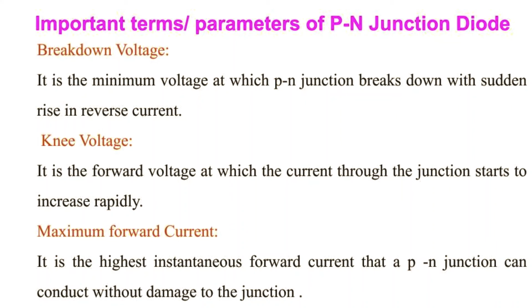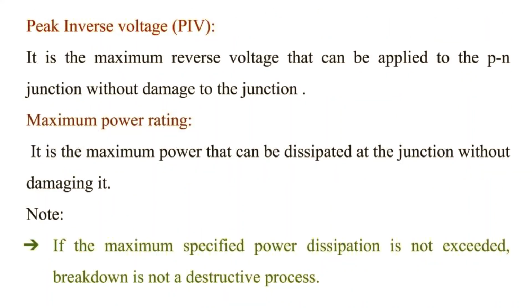Number 4, PIV, peak inverse voltage. It is the maximum reverse voltage that can be applied to the PN junction without damage to the junction. Number 5, maximum power rating. It is the maximum power that can be dissipated at the junction without damaging it. If the maximum specified power dissipation is not exceeded, breakdown is not a destructive process.